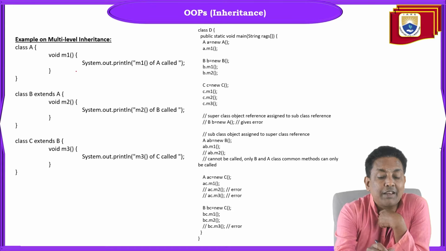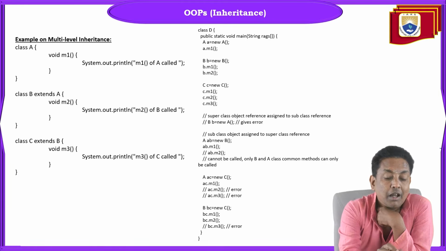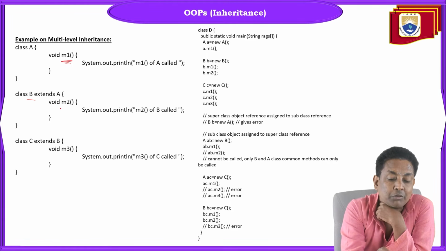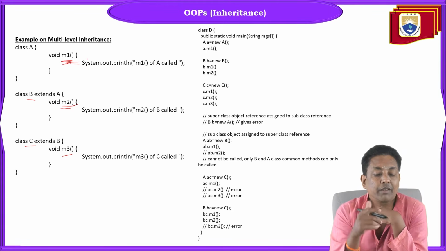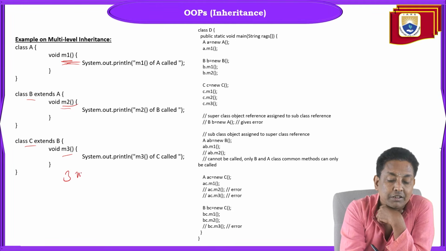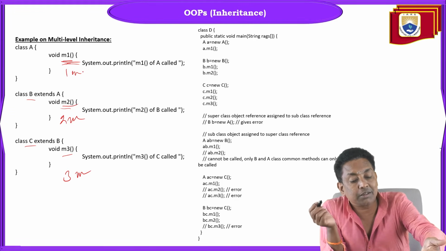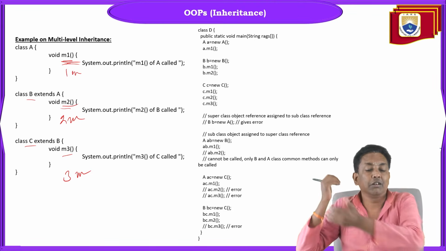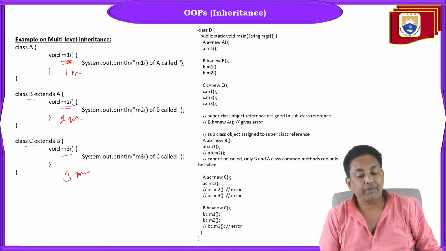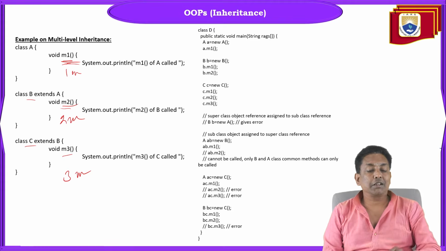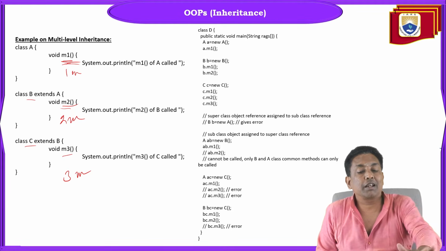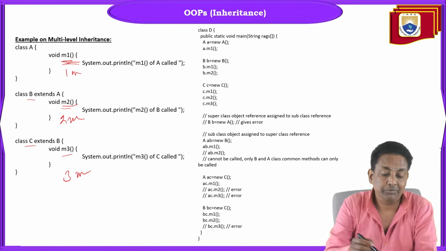So each class has one method. Up to A, there is only one method, M1. In B, we have both M2 and M1. In C, we have M3, M2, M1. C class has three methods, B class has two methods, A class has one method. Because all parent class methods and variables can be accessed through child class reference. So three methods are available in class C, two methods in class B, one method in class A.